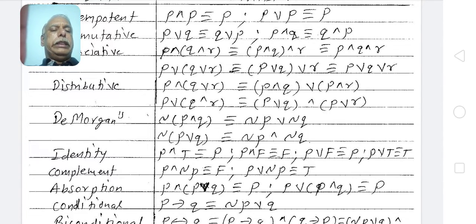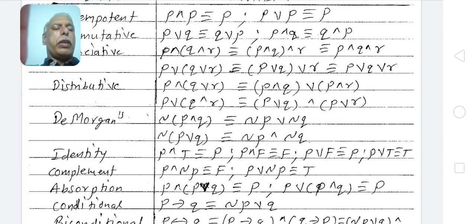But P and F always gives F. In the same way, consider two cases. First, consider P as F. F and F gives F. Suppose P is T, then T and F also gives F. That means in either case, whether P is T or F, P and F always gives F.